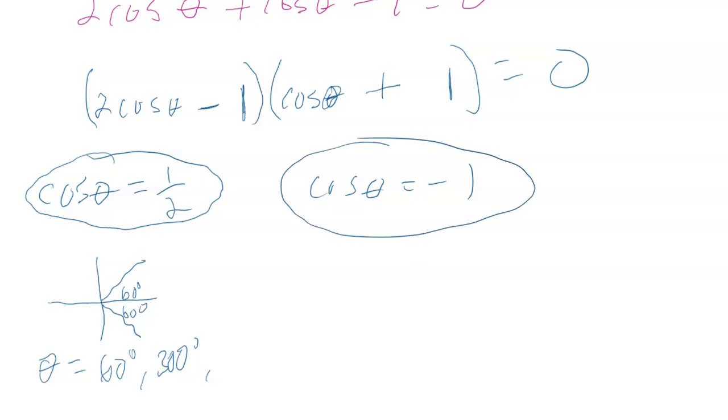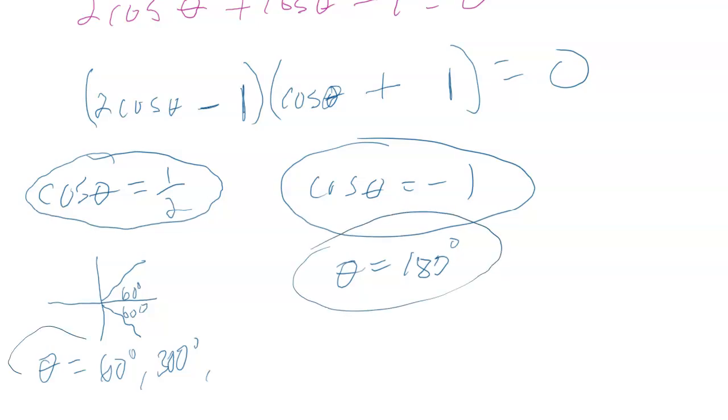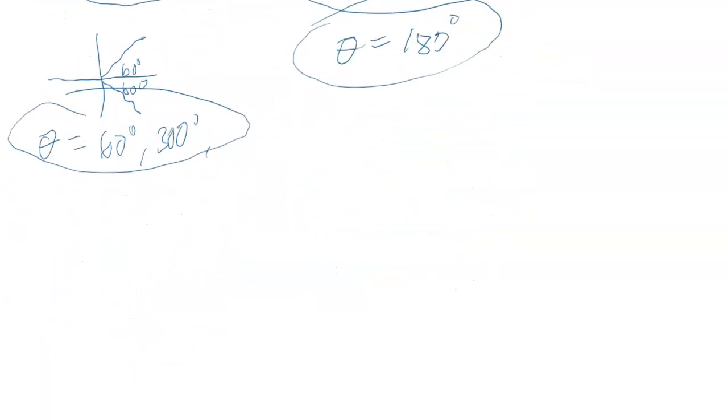When we solve this, cosine theta is equal to -1 when theta is equal to 180 degrees. That's not bad. 3 answers. On to the next problem.